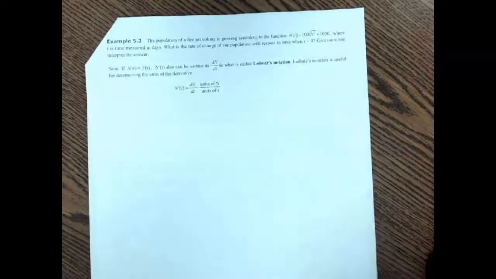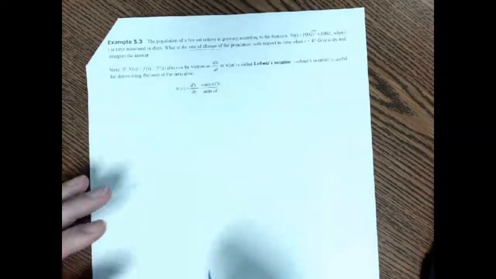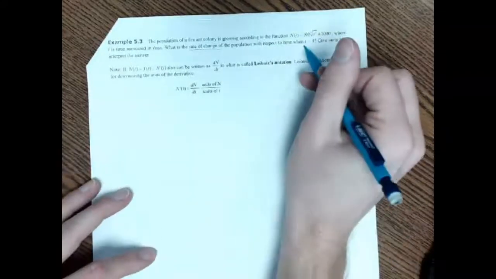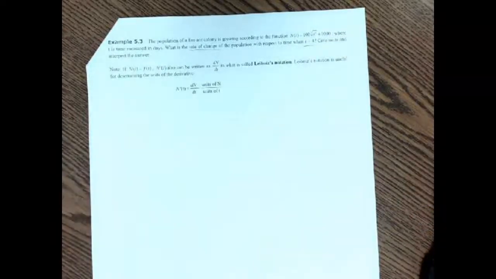The population of a fire ant colony is growing. Sorry, it's not on the screen. My bad. The population of a fire ant colony is growing according to this function n of t, where t is measured in days. What is the rate of change of the population with respect to time? So look at that. It's asking you to find the derivative. Remember, rate of change just means slope, but it says find the slope at that one instant. So it says find the derivative at time equals 4, right?